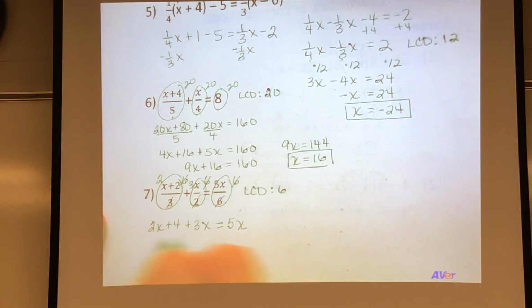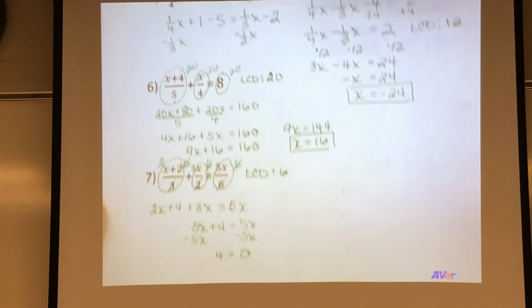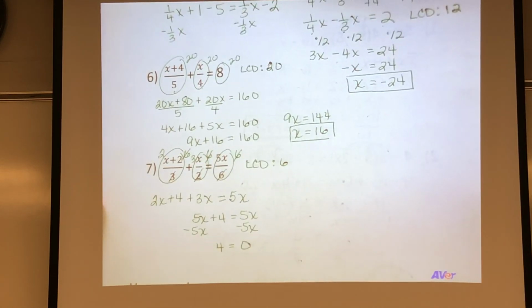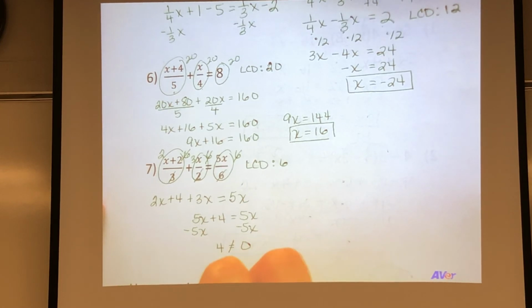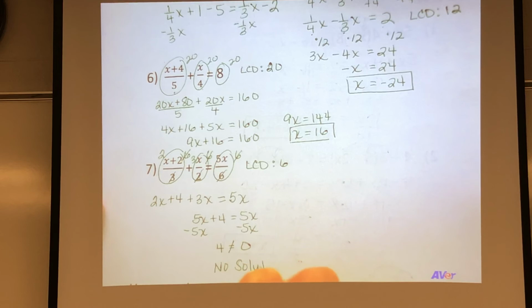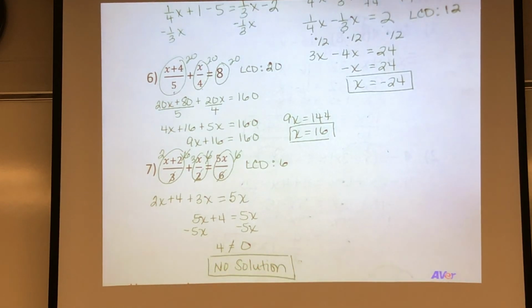All right, so now we're going to combine our like terms. We have 5x plus 4 equals 5x. We need to get our variables together first. So we end up with 4 equals 0. Well, like we talked about before, anytime that you have 2 numbers set equal to each other that aren't equal, we say no solution. And that means that there is not a single number that will make that statement true. That's all for 1.1.